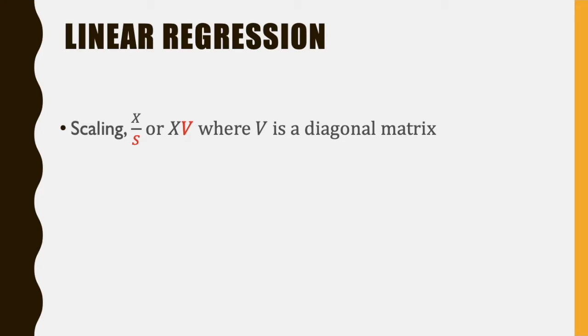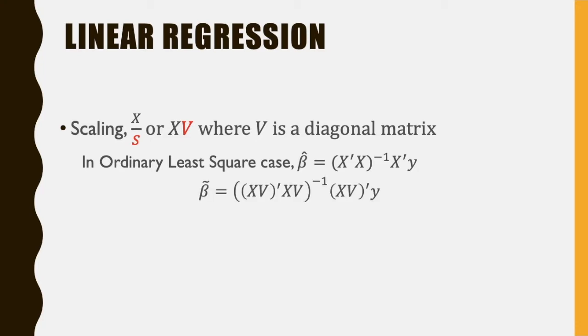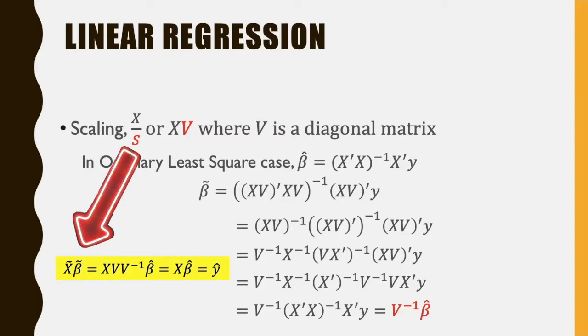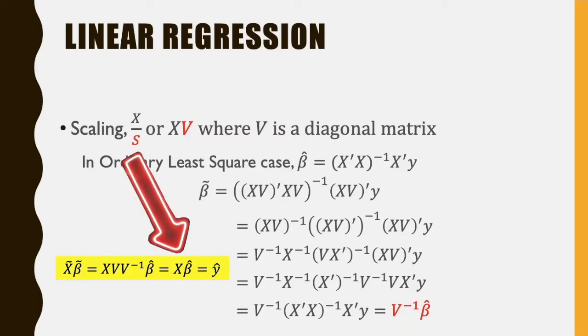Recall that for the unstandardized case, beta hat is basically (X transpose X) inverse times X transpose y. Now, after scaling the data, we have beta tilde as ((XV) transpose XV) inverse times (XV) transpose y. After matrix manipulation, we can see that beta tilde is basically the product of V inverse and beta hat. This is a very nice result, because if you multiply the scaled x variables with beta tilde, the product is the same as X beta hat. This tells you that the scaling doesn't affect linear regression prediction at all.